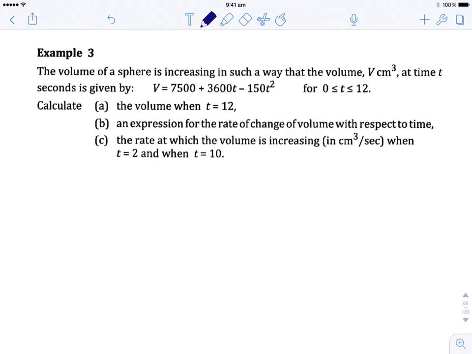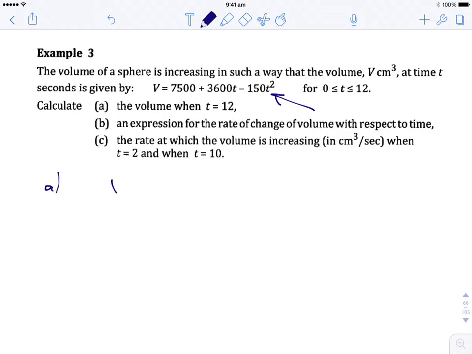Okay, in example 3, the volume of a sphere is increased in such a way that the volume is given by that equation there. So here we've got the volume of a sphere at time t. So when t is equal to 0 here, we can see the volume is 7,500 centimeters cubed. Okay, so that's 7.5 liters. There's 1,000 centimeters cubed in a liter, so 7.5 liters. So this is a big sphere to start with, and we want to see kind of what's going on as time goes on. So first calculation is easy.